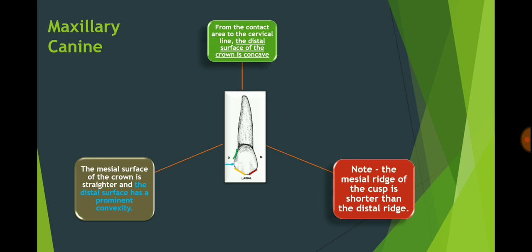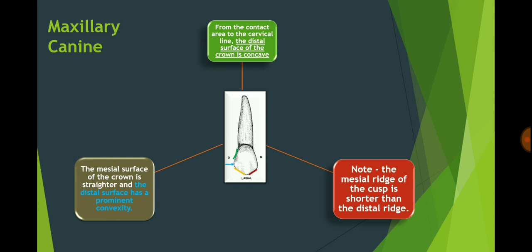And there's always a reason for this. Remember that when you're doing lateral excursions, you have to have some space for the cusp tips of the opposing teeth to pass through. Then the mesial surface of the crown is straighter, and the distal surface has a prominent convexity. Instead of saying rounding, another word is convexity.